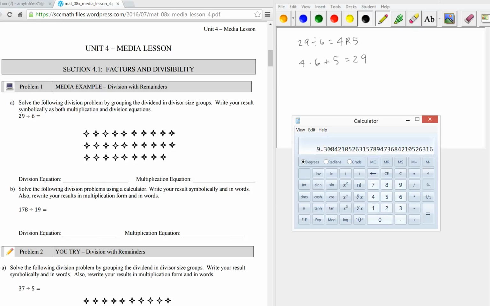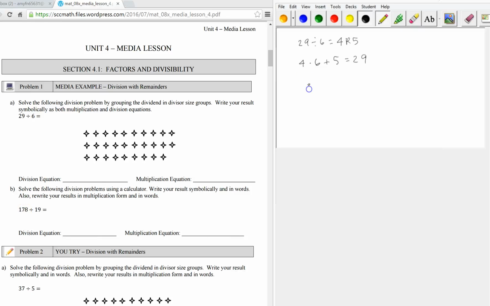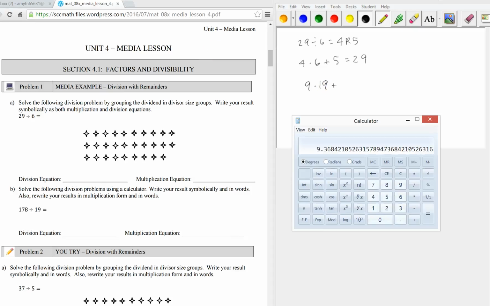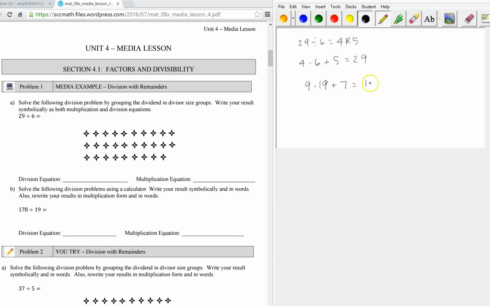So when you have them use the calculator, I would want to show them, well, we have 9 whole copies of 19 in 178. So 9 times 19 copies plus something. We want to see what that something is. So find 9 times 19. Well, that's 171. So you could either subtract, or there's 7 more to get to 178. And that would be our multiplication equation. And then in terms of division, we'd have 178 divided by 19. And there was 9 copies, remainder 7.